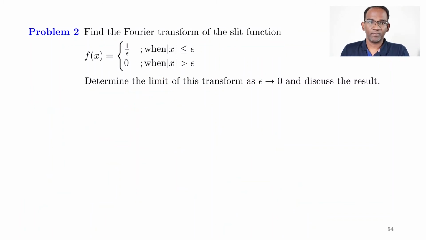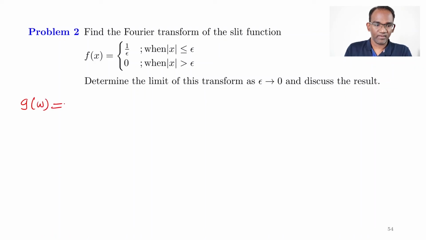The second problem is to find the Fourier transform of the slit function f(x), which is equal to 1 over epsilon when |x| is less than or equal to epsilon and equal to 0 when |x| is greater than epsilon. And we also have to determine the limit of this transform as epsilon tends to 0 and discuss the result.